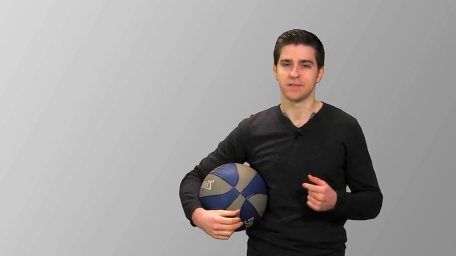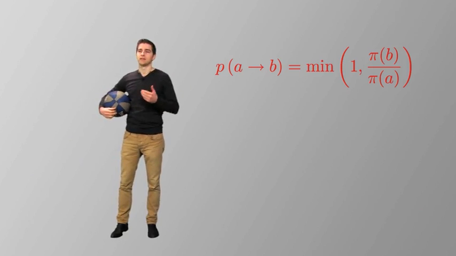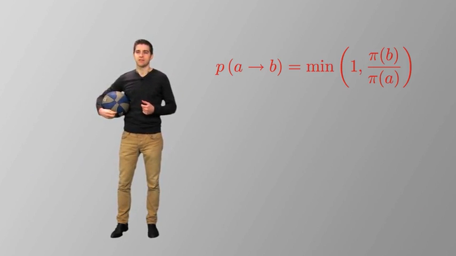Throughout this course, we used the Metropolis algorithm many times. As Werner explained in the first lecture, the Metropolis acceptance rate is given by P of A to B equals the minimum of 1 and the ratio of the statistical weights pi B and pi A of the states B and A.